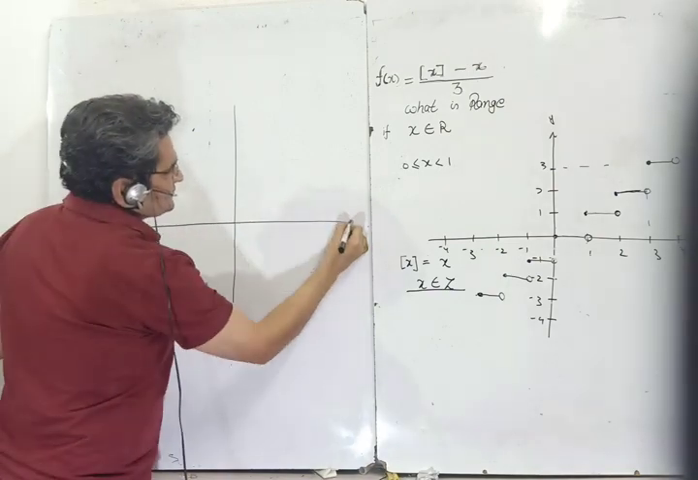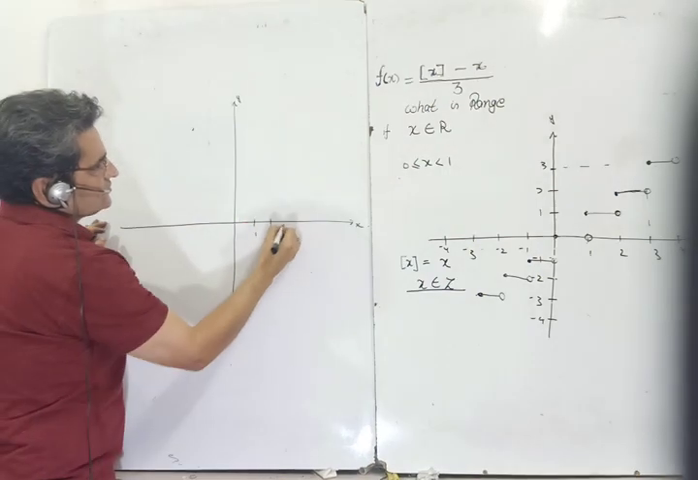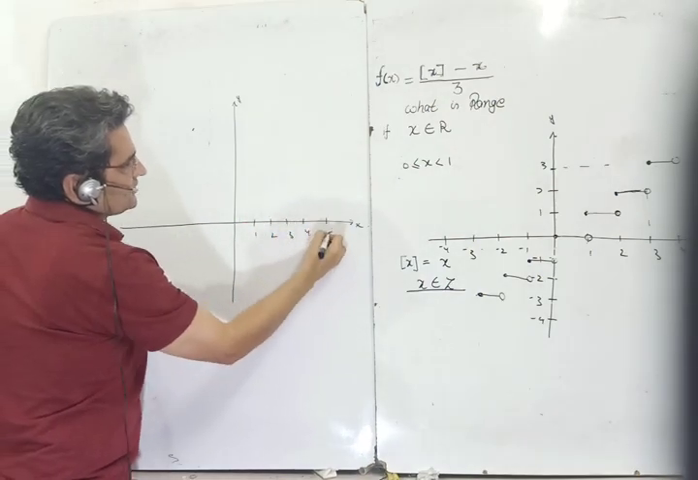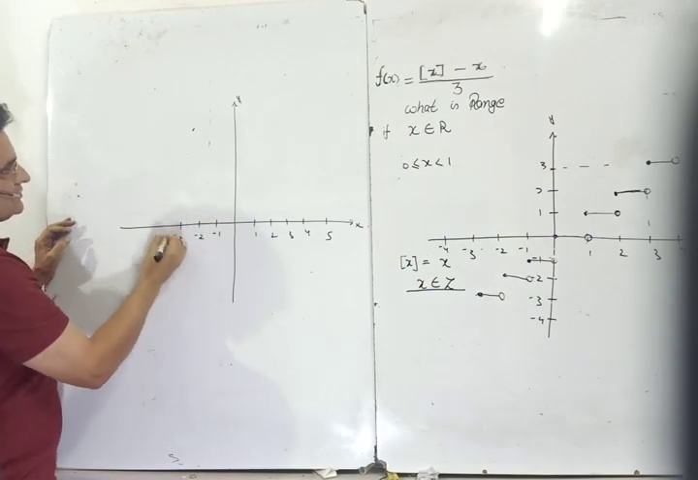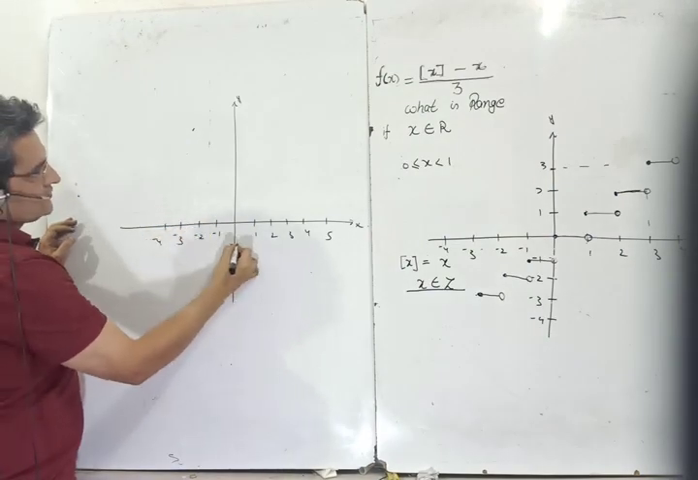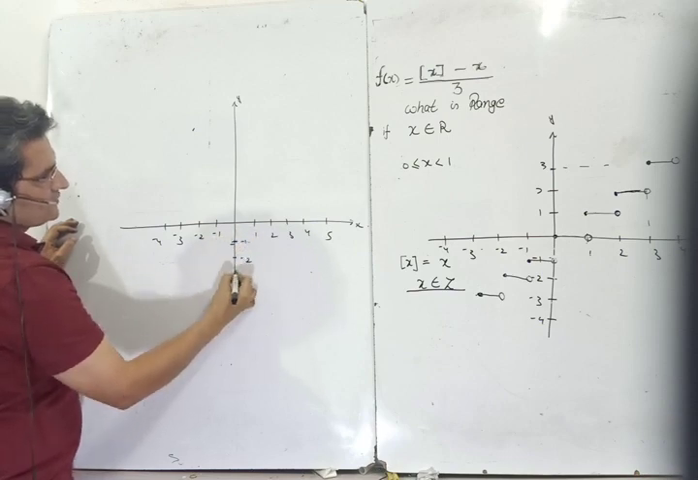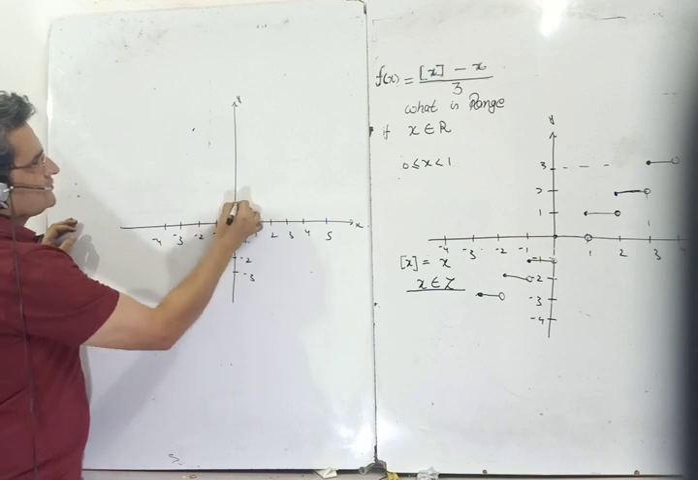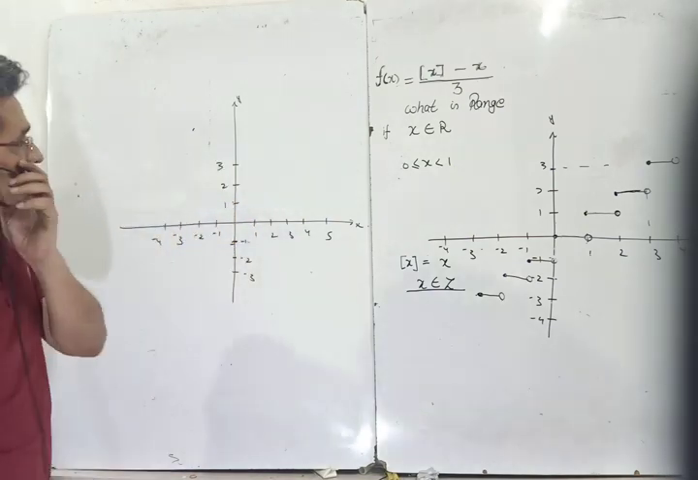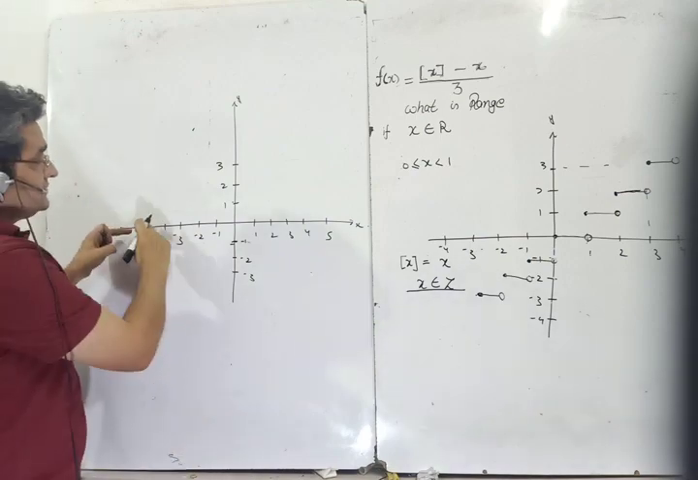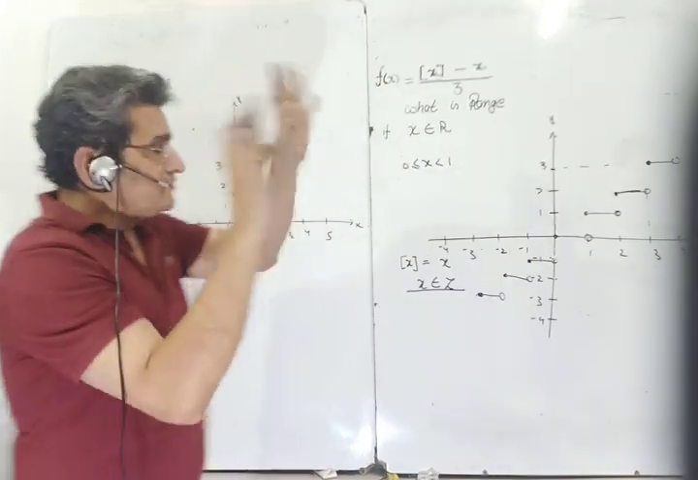For all integers x and y, I am plotting again 1, 2, 3, 4, 5. This is minus 1, minus 2, minus 3, minus 4. This is minus 1, minus 2, minus 1, minus 3. This is 1, 2 and 3. Now for all integers on the x-axis, I'll get the value of the function as 0.